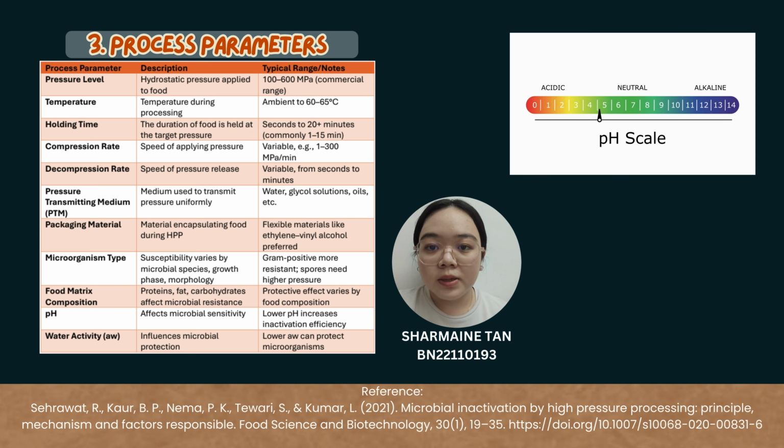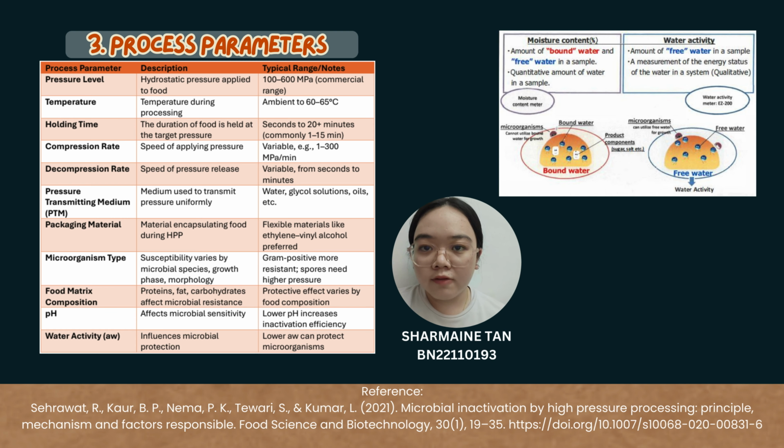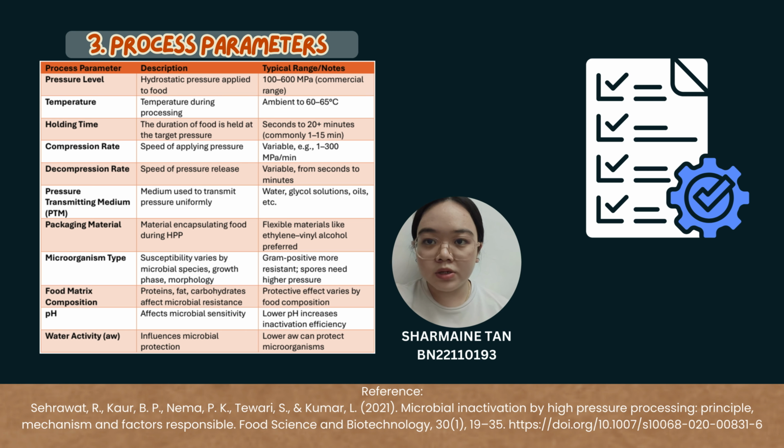Next is pH. pH is another important factor. Foods with lower pH are more sensitive to pressure, meaning microbial inactivation becomes more efficient. And lastly is water activity. Water activity affects microbial protection. Foods with low water activity can protect microorganisms, making pressure treatment less effective. In summary, all these parameters, pressure, temperature, time, packaging, and food characteristics work together to determine the success of HPP in ensuring food safety and quality.